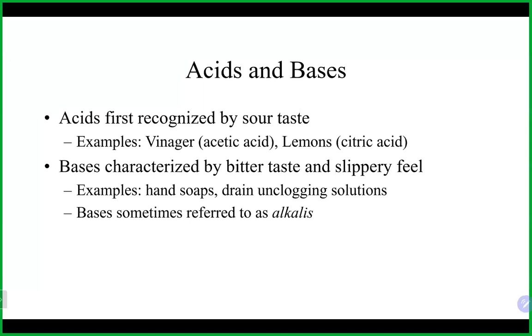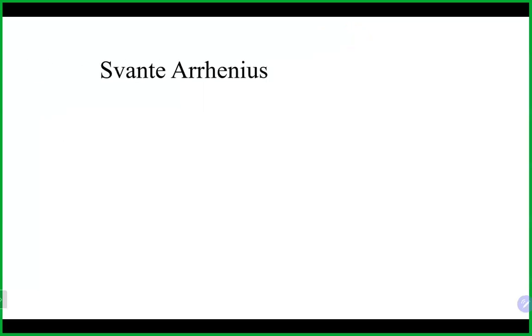Bases are characterized by a bitter taste, and they're very slippery. A lot of soaps and drain cleaning solutions are bases. You could go to Home Depot and buy straight sodium hydroxide to unclog your drain. It comes with a lot of warnings. Bases are referred to as alkalis, and alkaline basically means basic. That is why we talked about group 1 and group 2, where a lot of our strong bases come from, which are the alkali metals and the alkaline earth metals. So a lot of bases come from group 1 and group 2 on the periodic table.